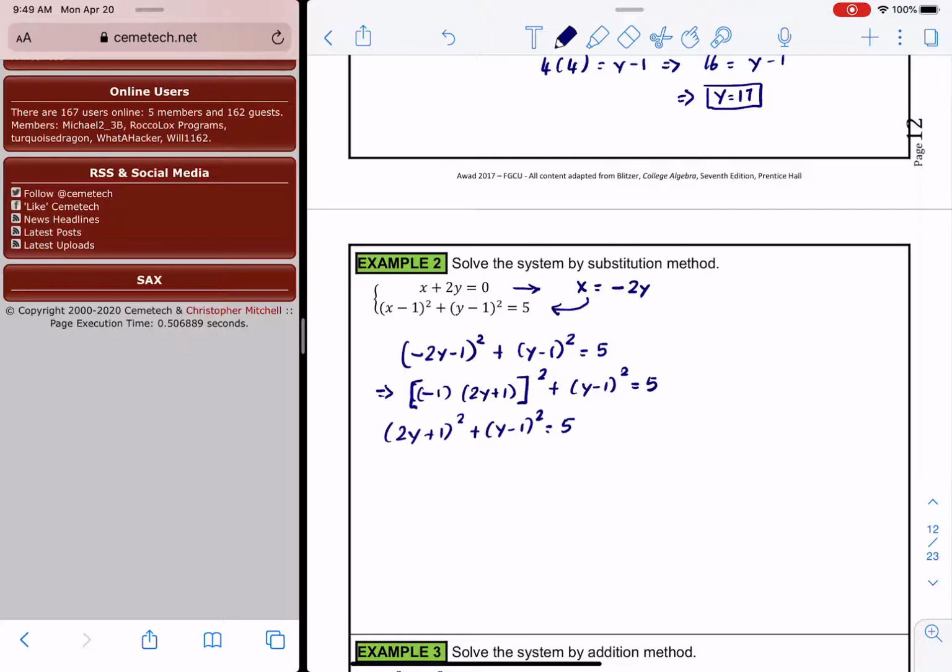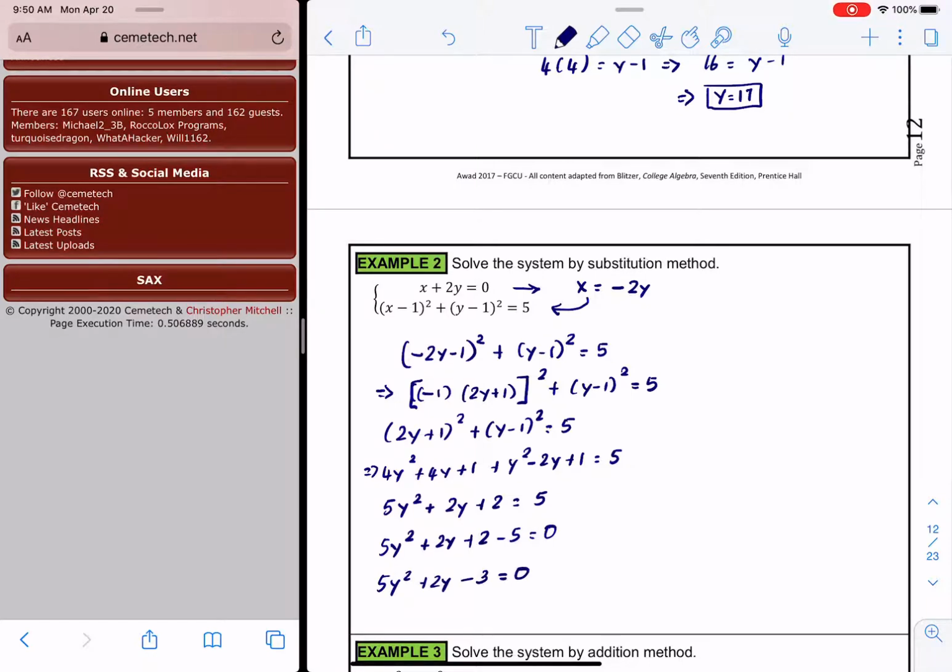Now I have to FOIL and simplify. So 4y squared plus 4y plus 1 plus y squared minus 2y plus 1 equals 5. 4y squared plus y squared would give me 5y squared. 4y minus 2y is 2y. 1 plus 1 is 2 equals 5. So 5y squared plus 2y plus 2 minus 5 would equal 0. 5y squared plus 2y minus 3 would equal 0.